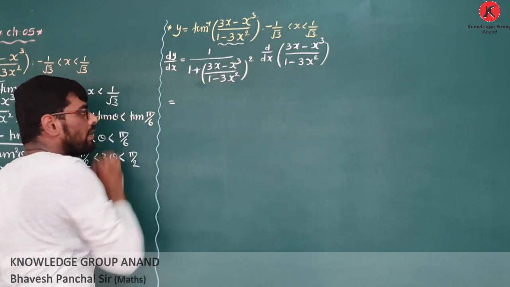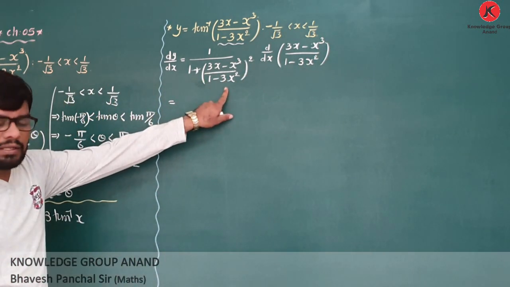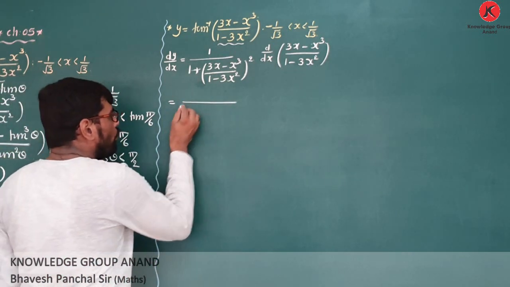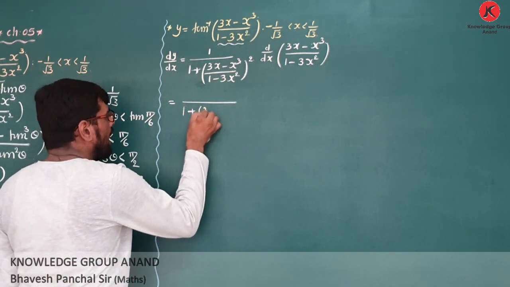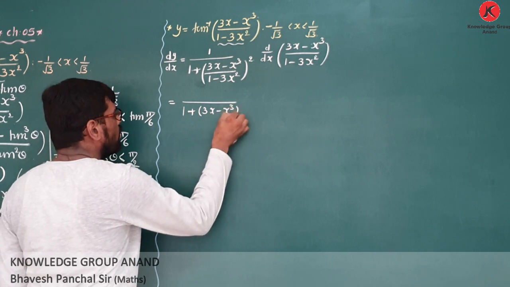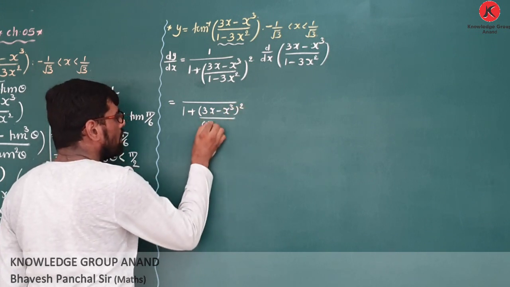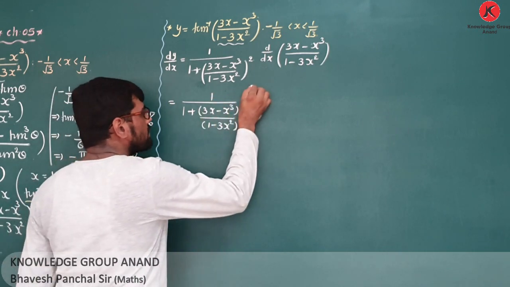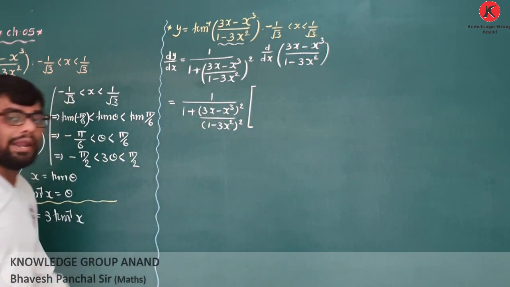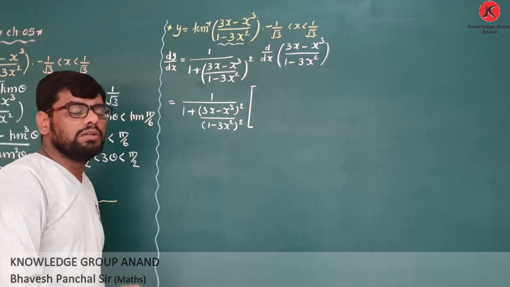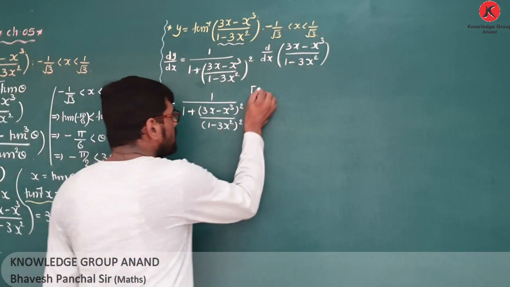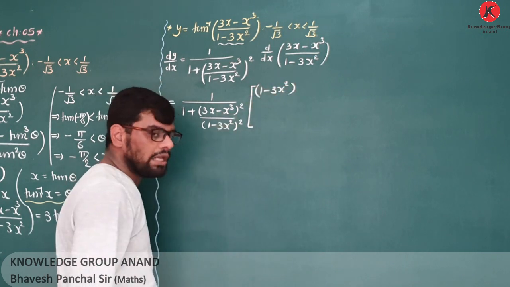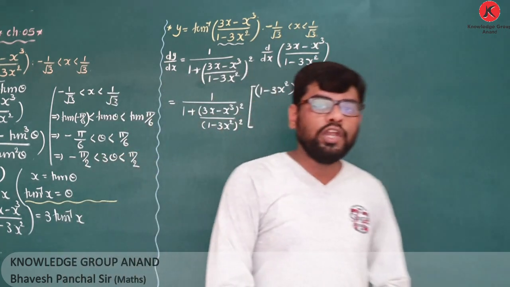See here, 1 upon 1 plus this term whole square, then we write as 1 plus 3x minus x cube whole square, in denominator 1 minus 3x square whole square, in numerator 1 as it is. Now derivative of this bracket, and we use the quotient rule. The rule is: denominator as it is, that is 1 minus 3x square as it is, into derivative of numerator.